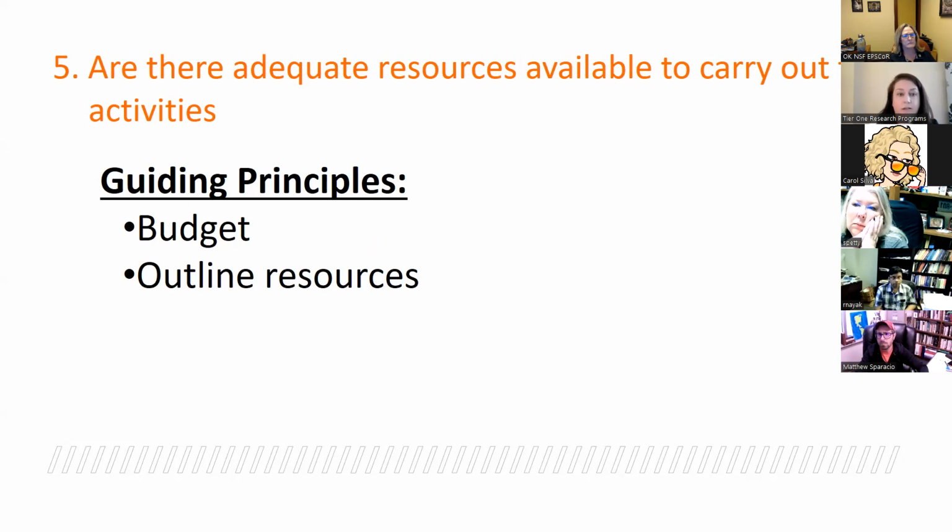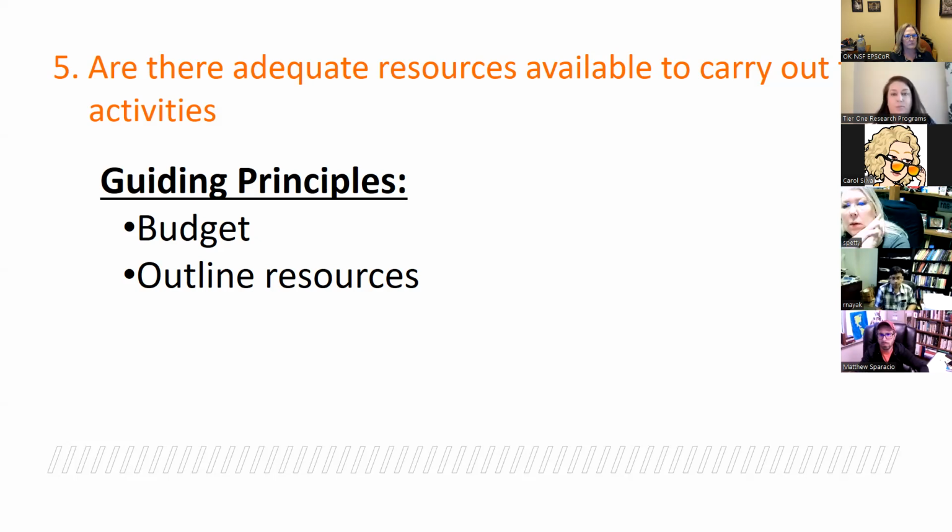And finally, are there adequate resources available to carry out the activities? Have you identified the infrastructure and support the institution may have to help with implementing the activities and the evaluation? And importantly, is money, funds for these activities and any resources that you need identified in the budget and the budget justification?